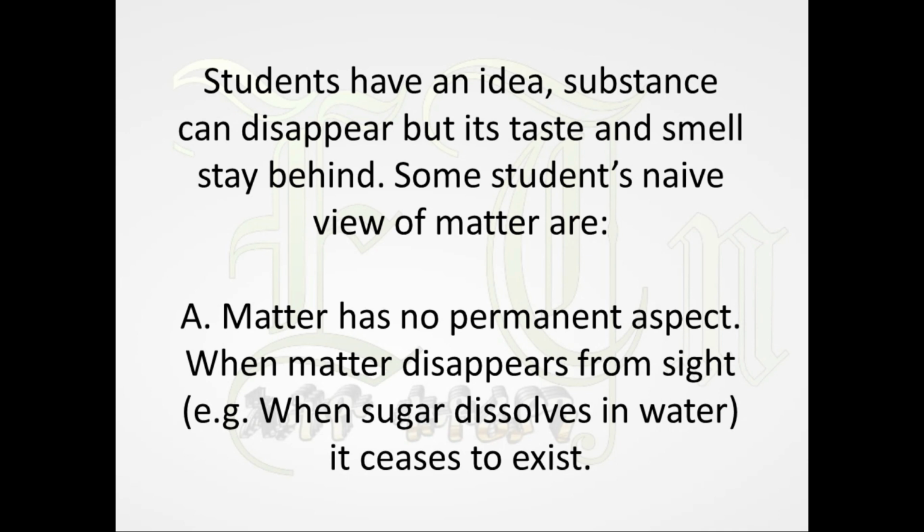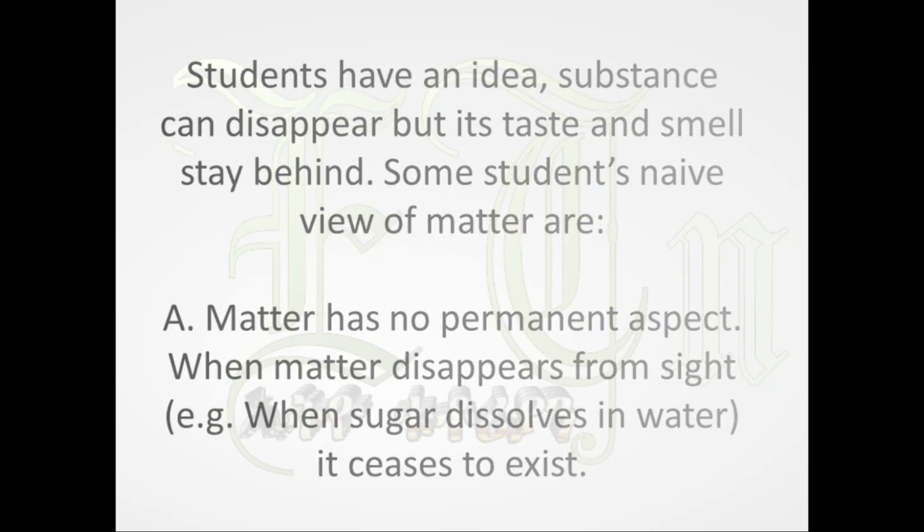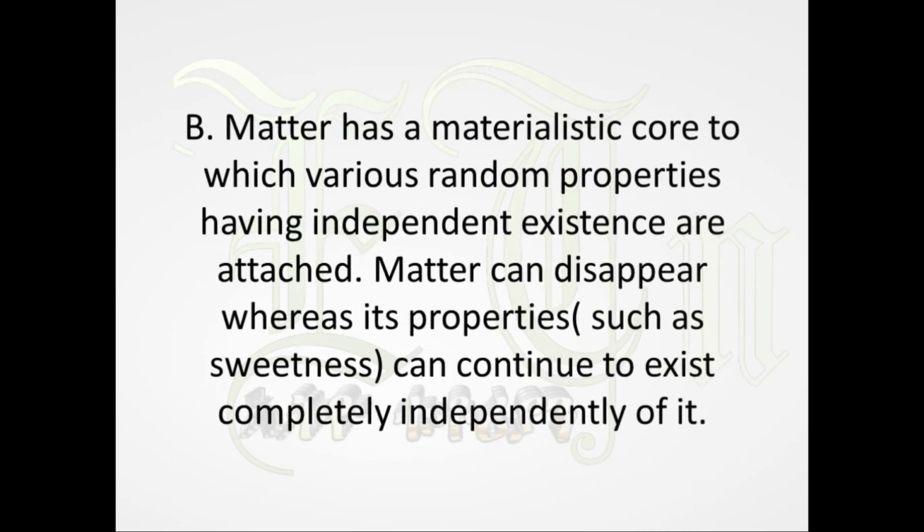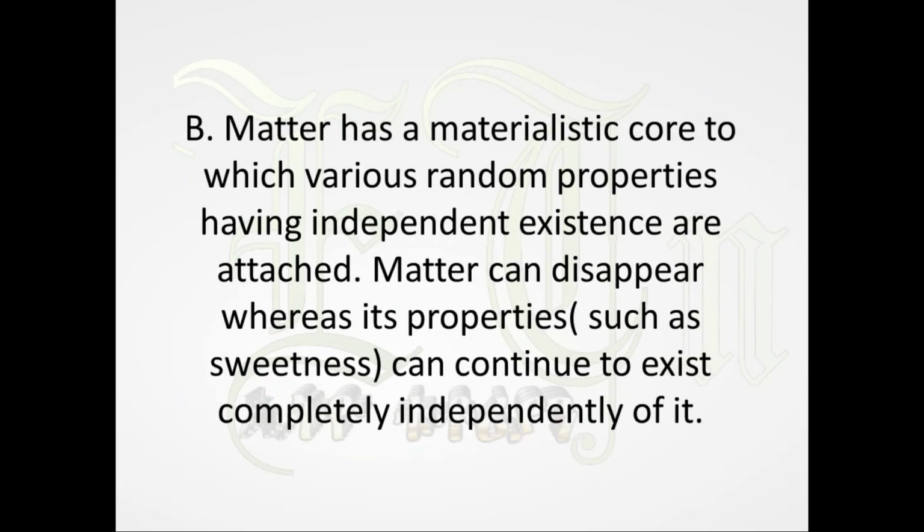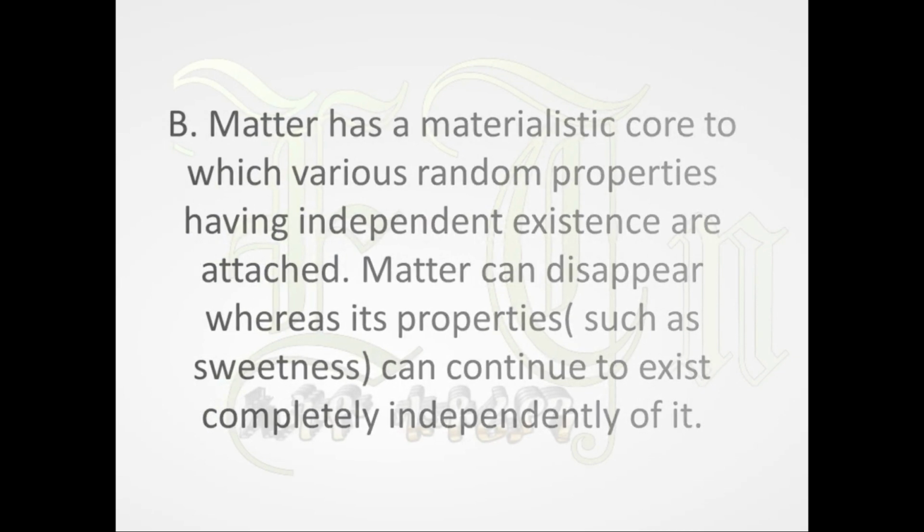Some students' naive views of matter are: A. Matter has no permanent aspect. When matter disappears from sight, e.g., when sugar dissolves in water, it ceases to exist. B. Matter has a materialistic core to which various random properties having independent existence are attached. Matter can disappear, whereas its properties such as sweetness can continue to exist completely independently of it.